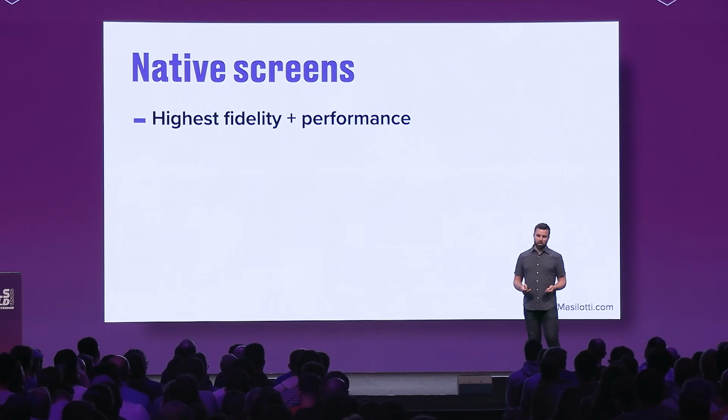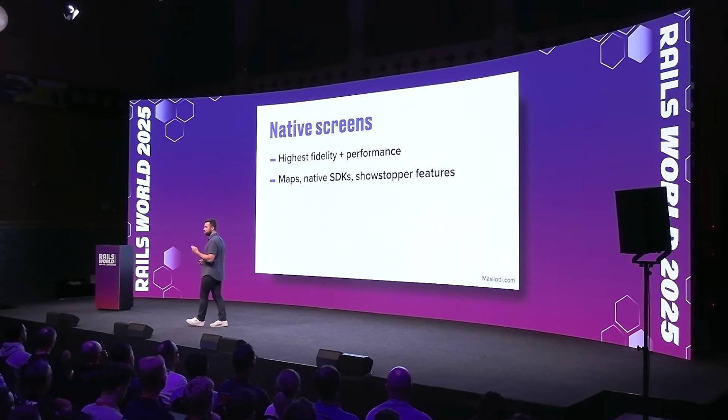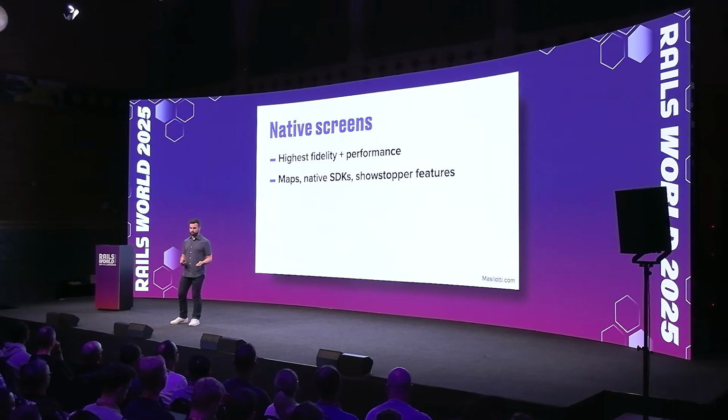Native screens are perfect for your highest fidelity and performance screens. If you're building a game that you want to actually render out something complex, use this. If you're dealing with maps or native SDKs or your showstopper features, reserve these for the one or two things that set your app apart from the rest of the stuff in the App Store or on the web, because they incur the highest maintenance cost.